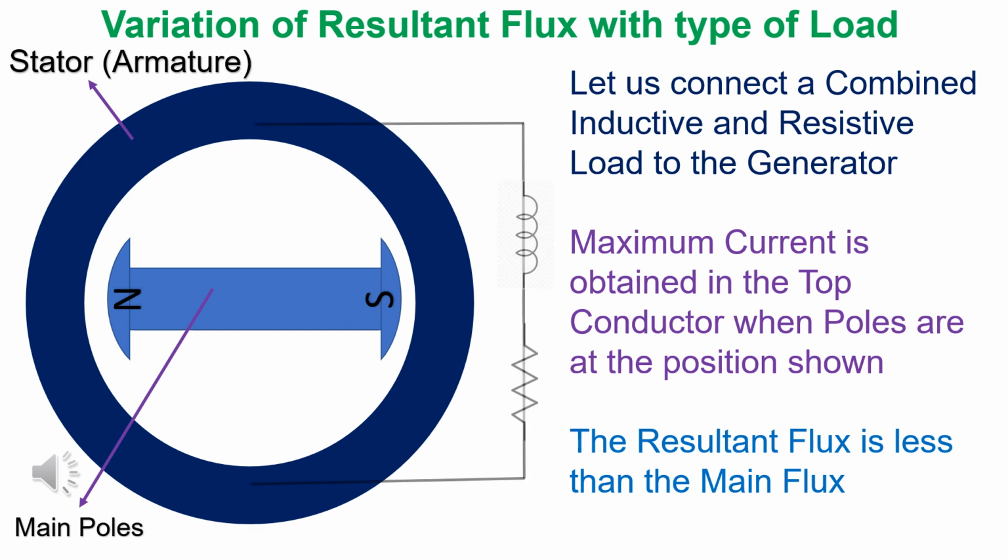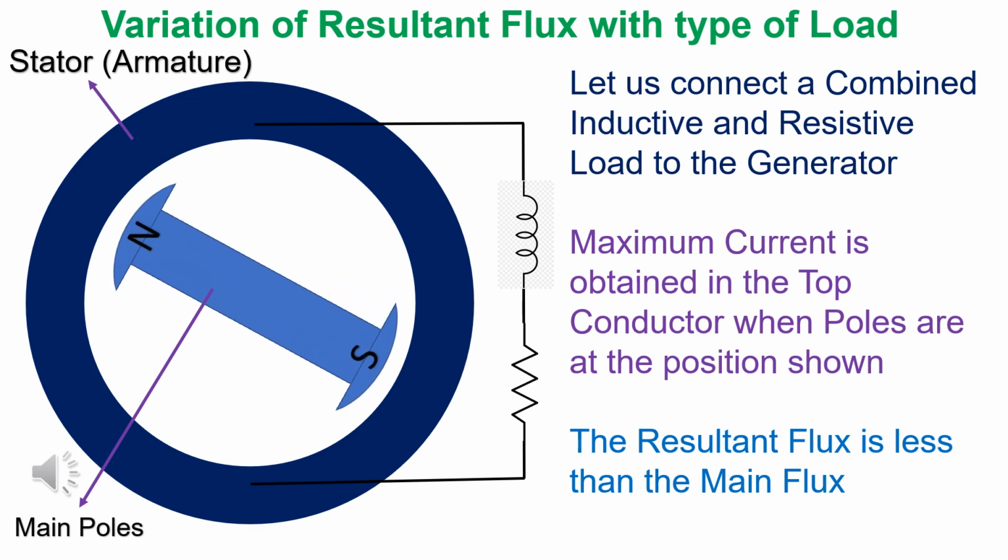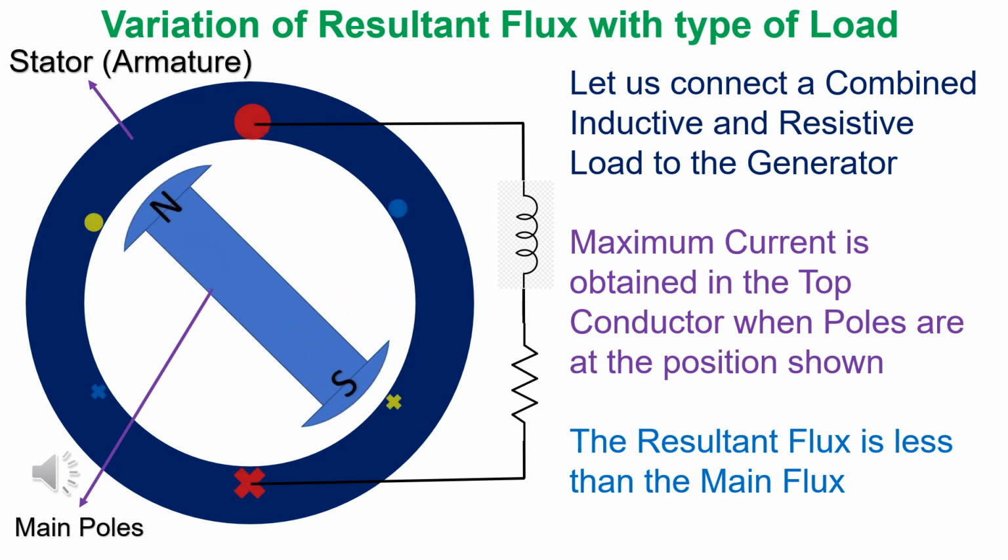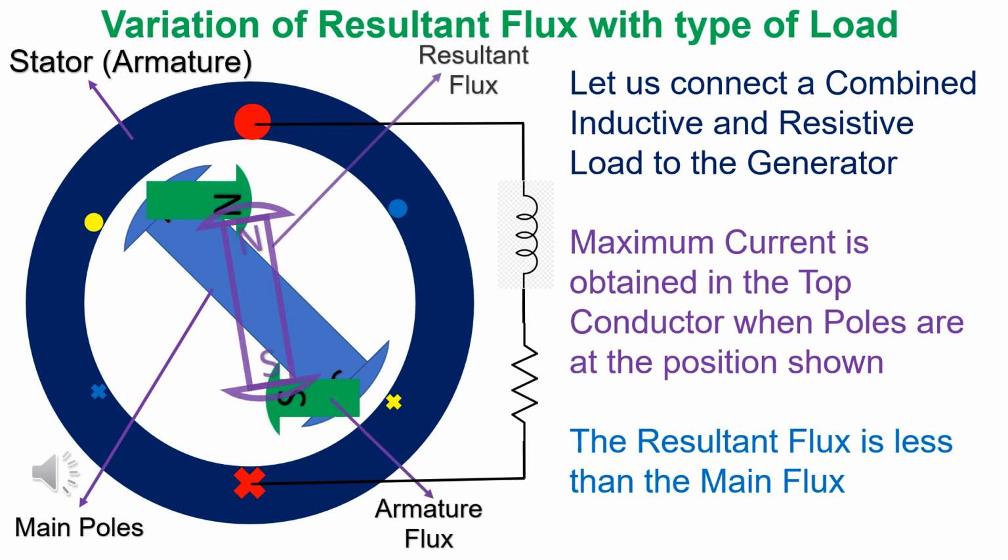Combined inductive and resistive load is connected to the generator. The current lags the voltage. Current becomes maximum in the top conductor when poles are ahead of the top conductor. The resultant flux decreases.